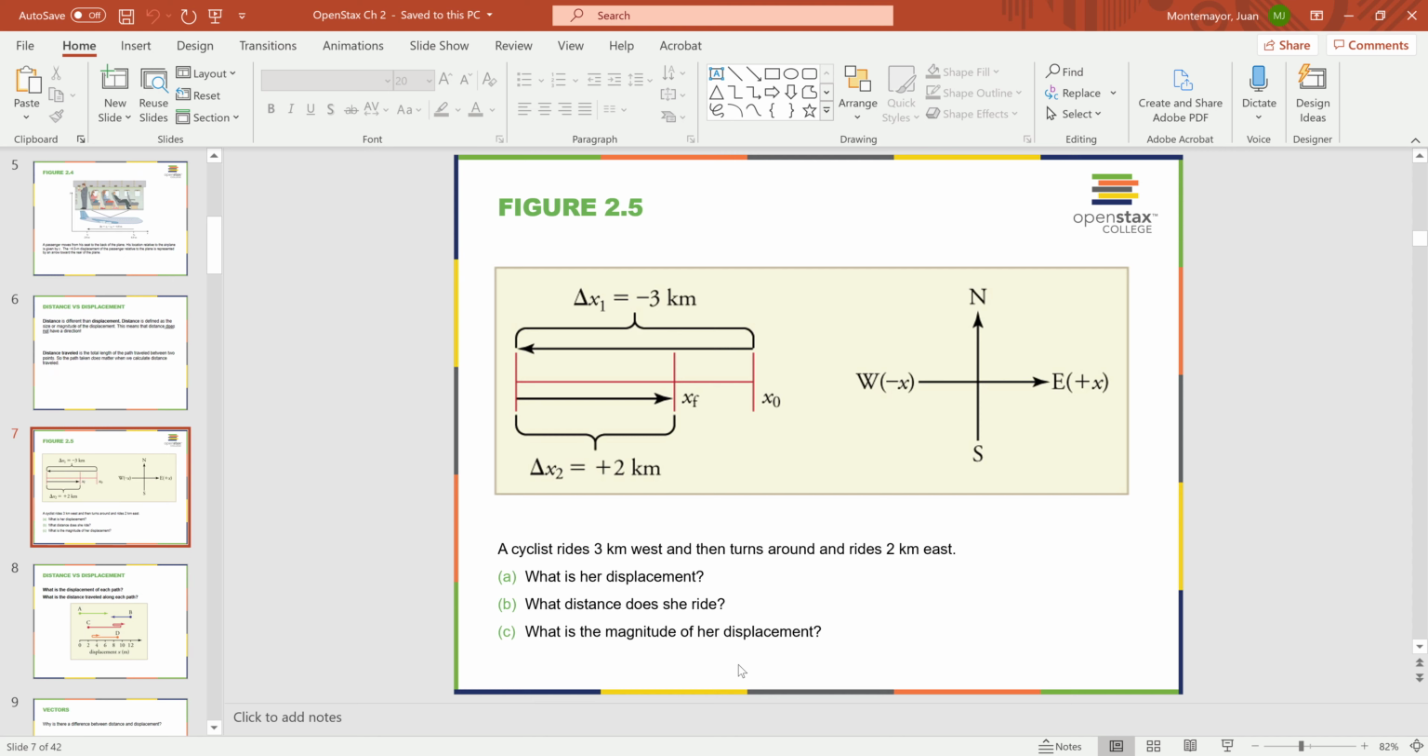So here, we have a cyclist who rides 3 kilometers west and then turns around and rides 2 kilometers east. What is her displacement? What distance does she ride? And what is the magnitude of her displacement?